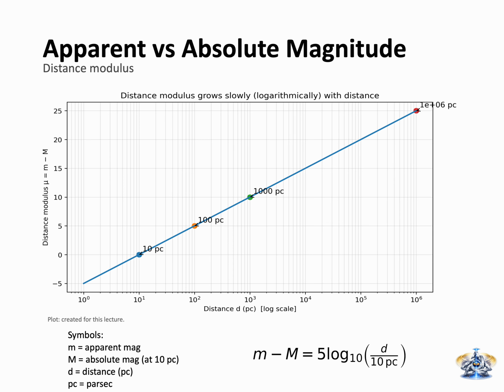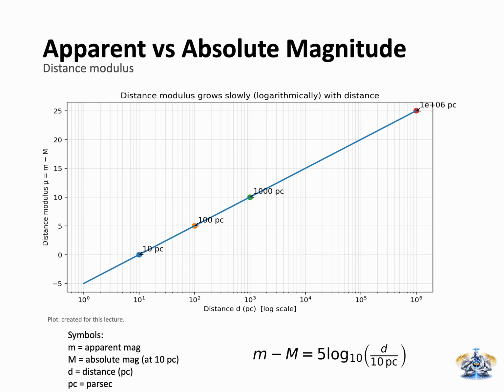Absolute magnitude, denoted by the uppercase M, is a standardized idea. It means how bright the object would look if we placed it at a fixed reference point of 10 parsecs. So M is basically an intrinsic brightness label.